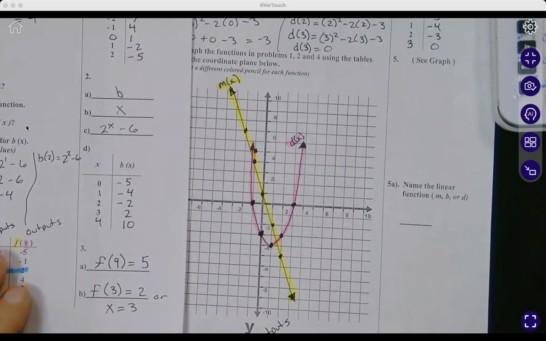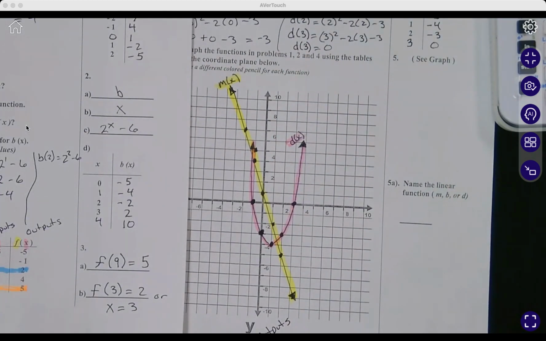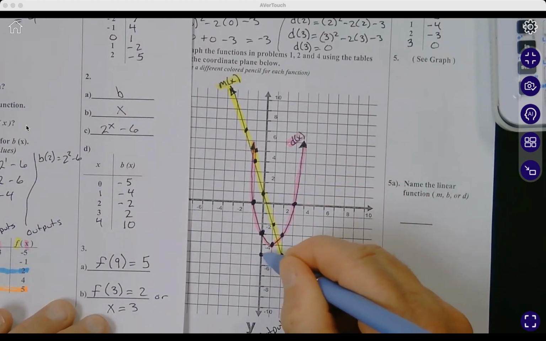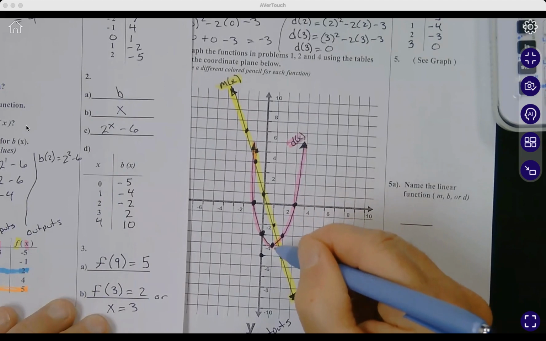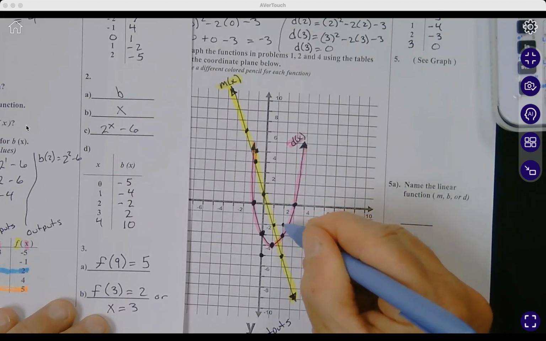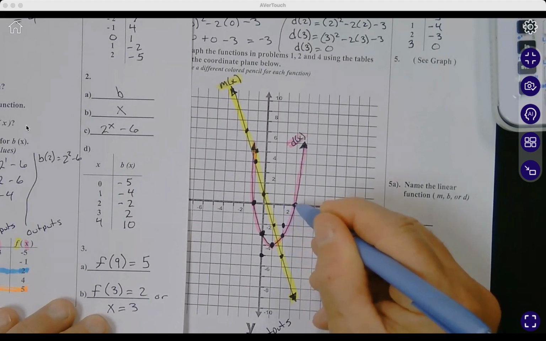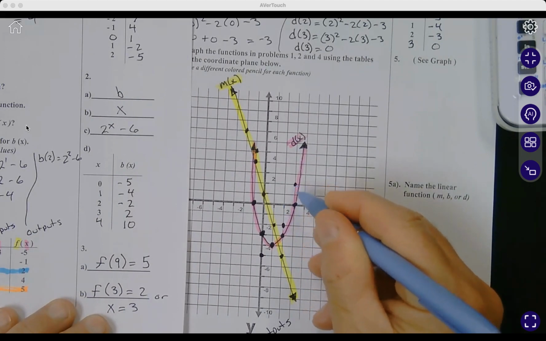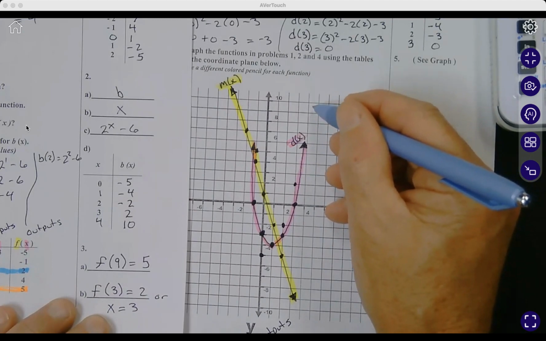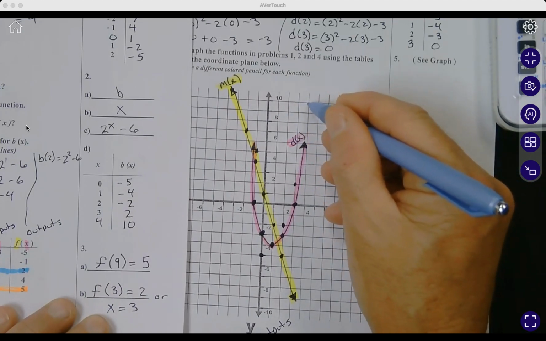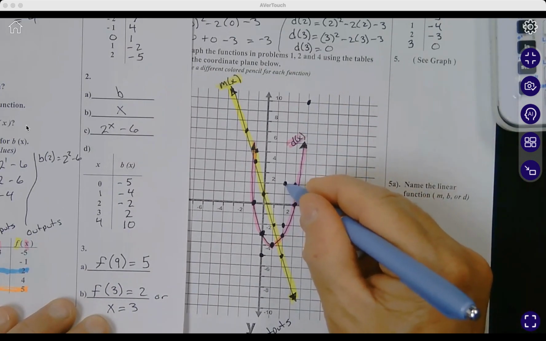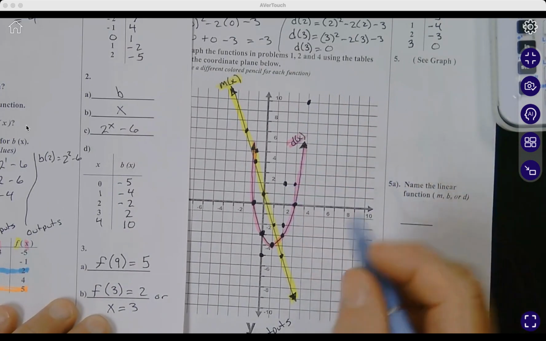All right, now I'm going to go to b of x, and I'm going to plot these points. 0, -5, 1, -4, right there. 2, -2, 3, 2, and 4, woo, 10. That really popped up quick. 1, 2, 3, 4, 10. This one again should have been here. My mistake. Oh, no, that was good. All right, here we go.